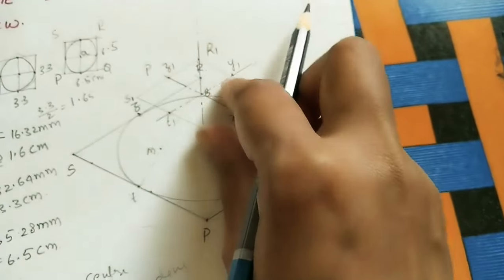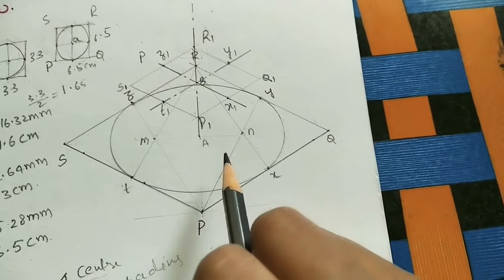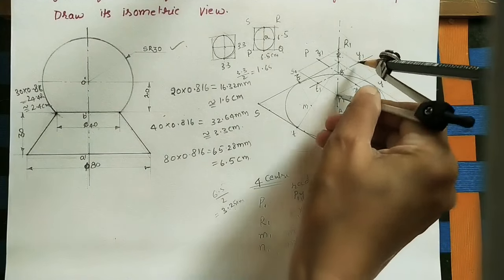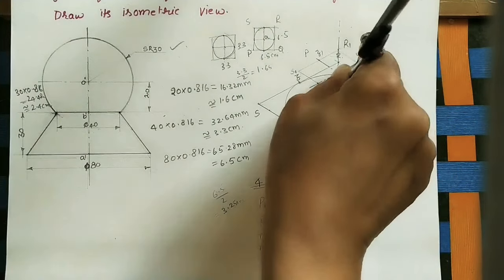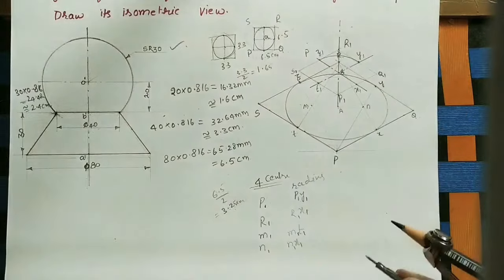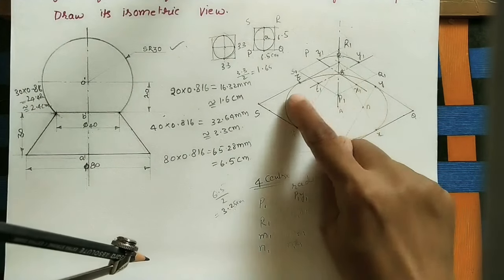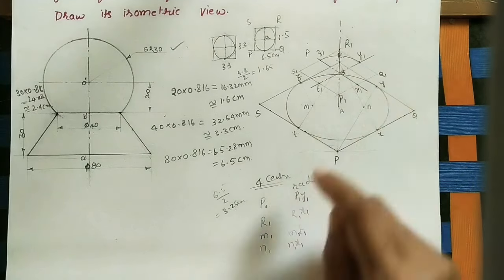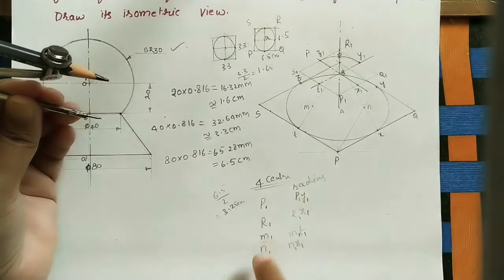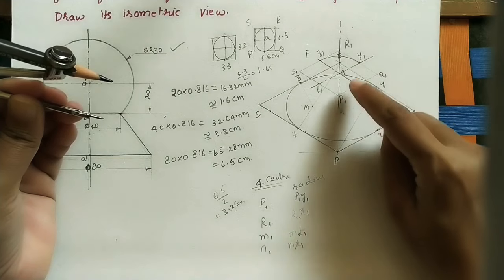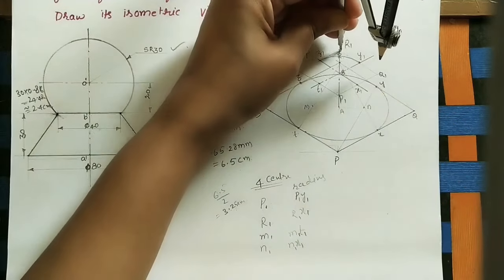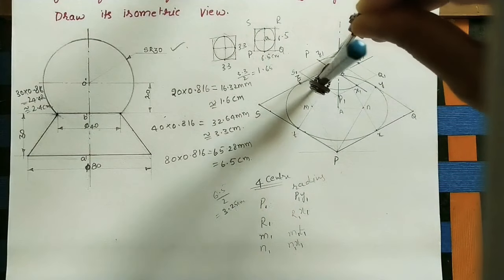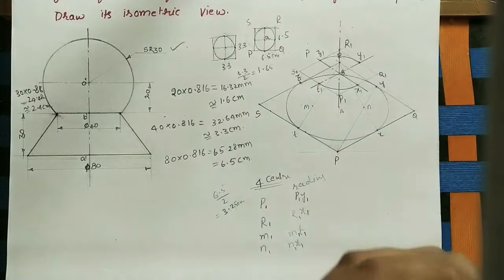P1 center, P1 Y1 radius, we have to join these two by using the compass. Okay, let us do here initially by using compass. P1 center, P1 Y1 radius, join the middle points. Similarly for the bigger one we did like this, so here also I did the similar thing. After getting this, take the next center, R1 center, R1 X1 radius. Join these two. Okay, we got two arcs.